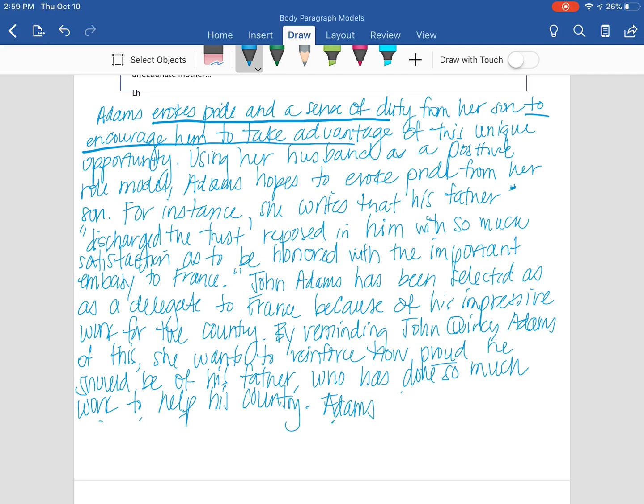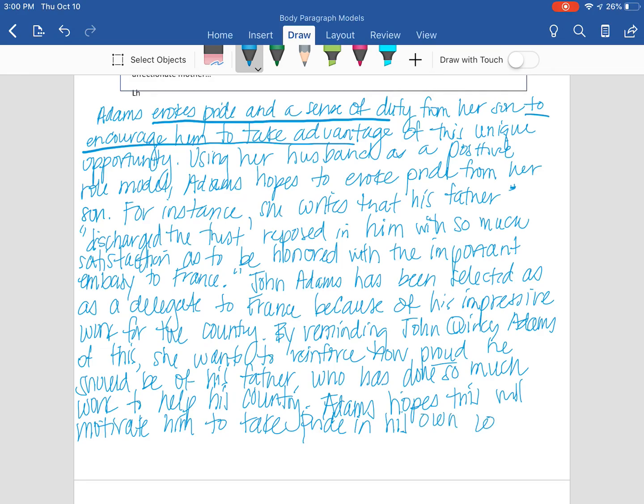Adams hopes this will motivate him to take pride in his own work and make the most of his voyage. Okay, I got a little messy there, but here I've explained how this is showing the mode of development, which is to evoke pride, and here I have linked it back to purpose.